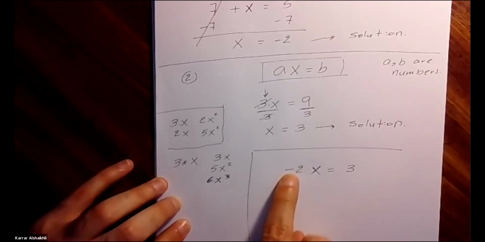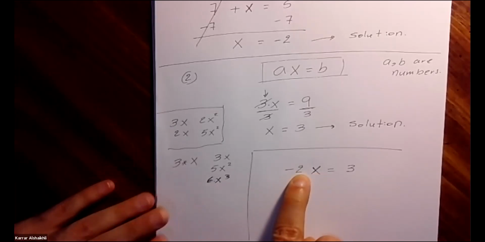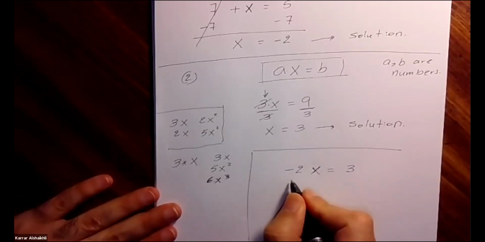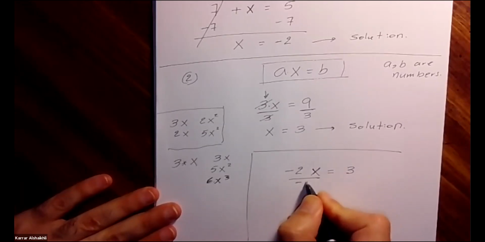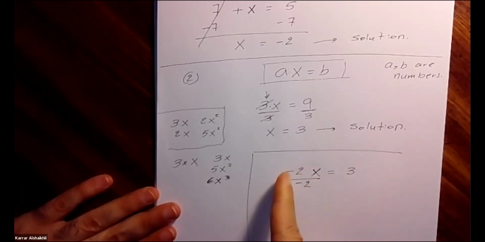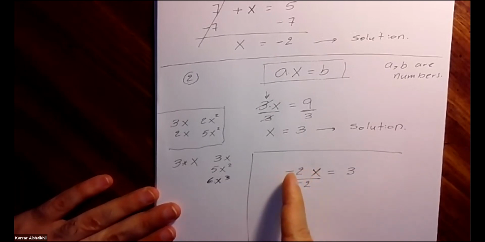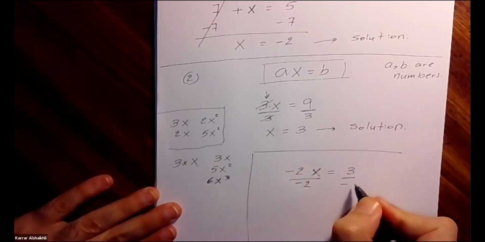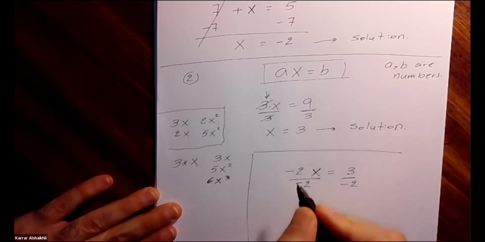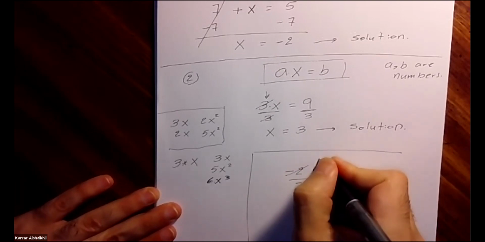By -2. Always you're going to divide by the number beside the variable. So I'm going to divide both sides by -2. Not by 2, because the number beside the variable is -2. Now -2 cancels with -2. The leftover here is just the x.